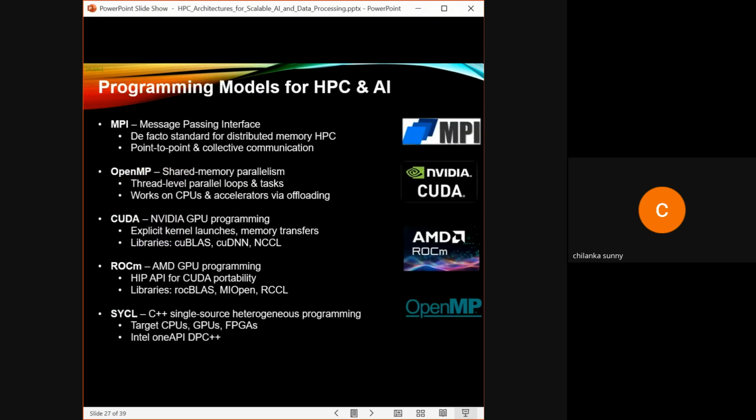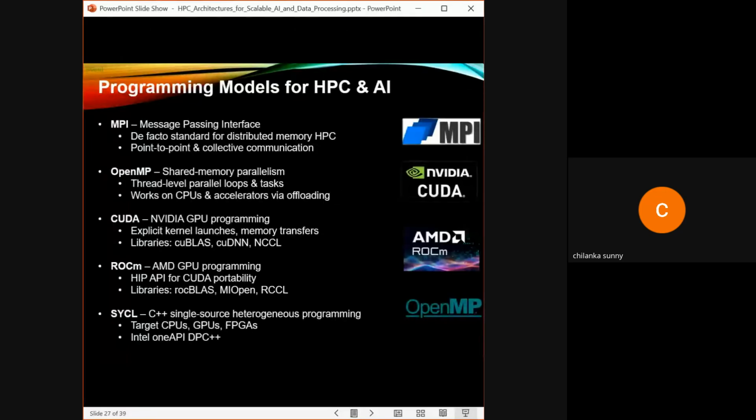MPI, the Message Passing Interface, is the widely used standard for distributed memory HPC, providing point-to-point and collective communication across nodes. And for shared memory parallelism on CPUs or accelerators, OpenMP enables thread-level parallel loops and tasks, including offloading to GPUs. And on the GPU side, CUDA is NVIDIA's framework with explicit kernel launches and memory transfers, supported by libraries like cuBLAS, cuDNN, and NCCL.